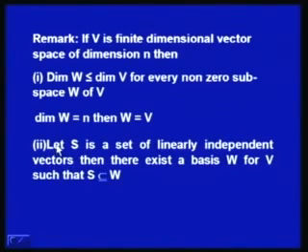The second one is, let S be a set of linearly independent vectors, then there exists a basis W for V such that S is a subset of W.